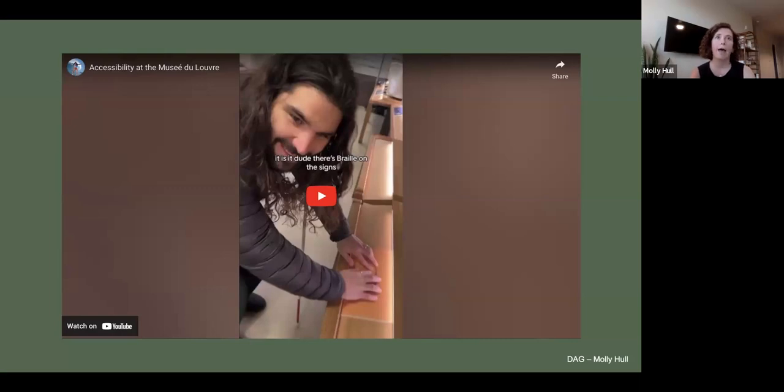But then he also had the opportunity of touching the tactile replica and hearing audio description at the same time. So that was specifically in relation to when he was touching the wings of what I'm assuming is an angel. He was hearing the audio description at the same time, which was reinforcing what he was touching. Obviously, he's at the Louvre. They probably have an incredible accessibility budget.